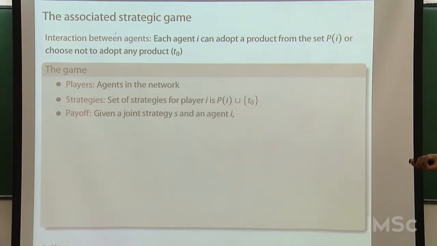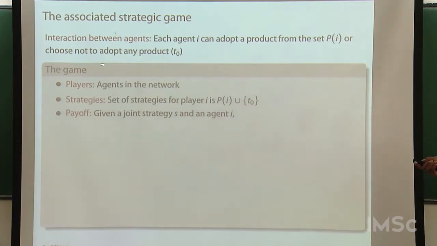And what is this game? Each agent i can adopt a product from its product set P_i. Remember, P is a function which associates with every agent a set of products. Each agent i can adopt a product from the set P_i or choose not to adopt any product. T naught is simply a special symbol which says that the agent is not adopting any product. There are applications where you want this, and applications where you don't. For instance, if you are picking a school for a kid, of course T naught is not an option. If you are choosing a mobile phone operator, probably T naught is an option. We'll just assume that T naught is there for this talk.